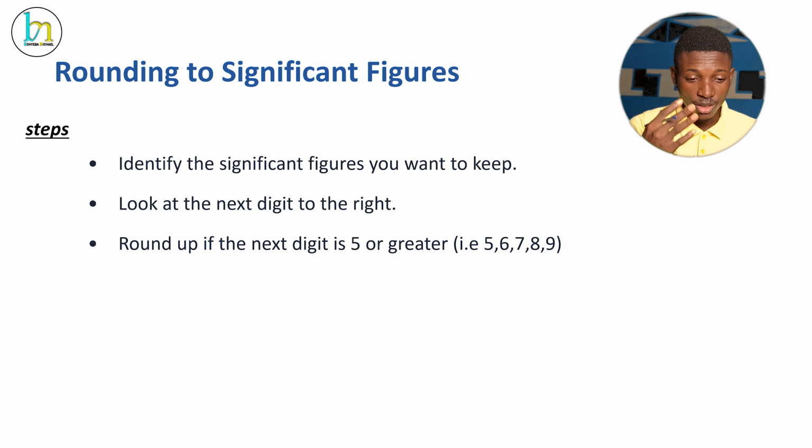Then the next step is what? Look at the next number to the right. And the next one is what? Round up if the next digit is 5 or greater. That is 5, 6, 7, 8, 9.